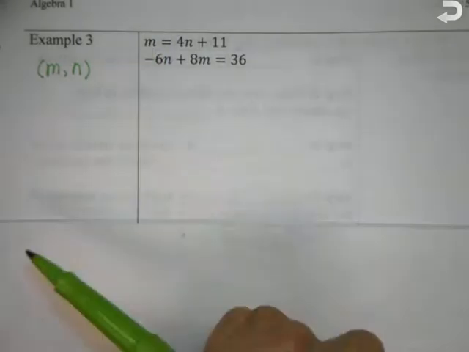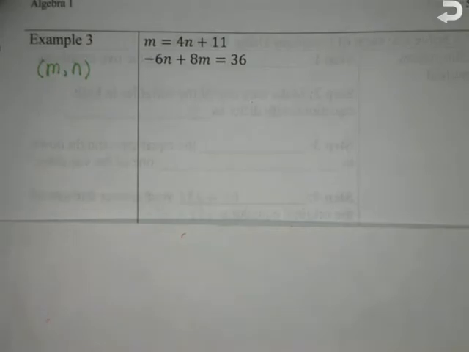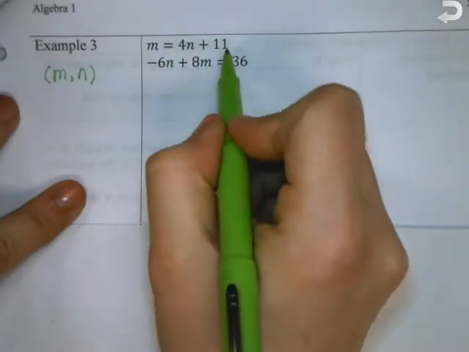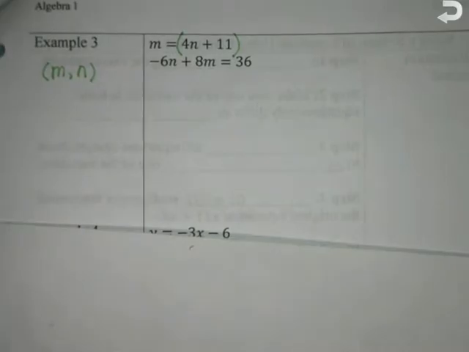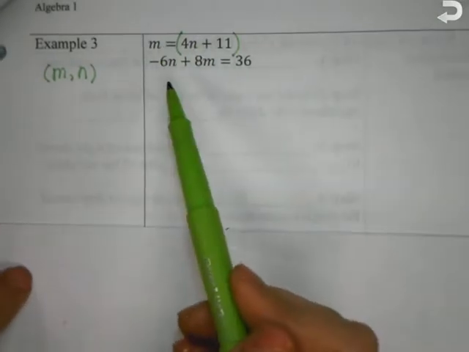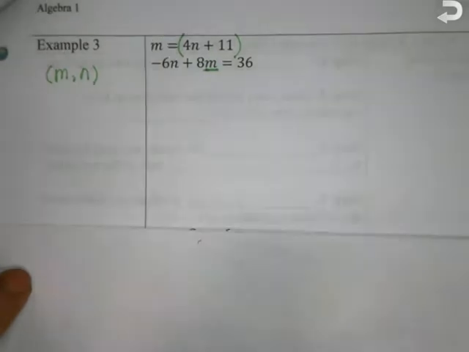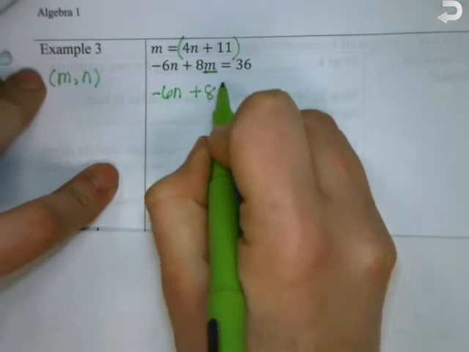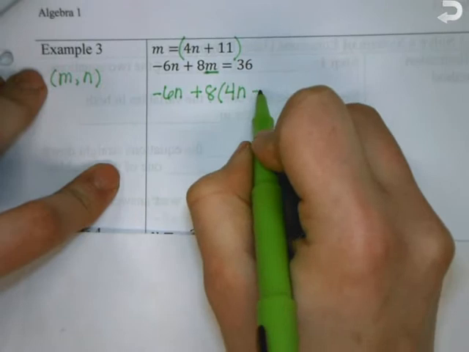m, right? m is equal to 4n plus 11. Put parentheses around 4n plus 11 right now before we go any further. So I know what m is, so I can substitute that into the second equation for m. So if I substitute it in, what would I get? Negative 6n plus 8 times m, and m is 4n plus 11, all of that equal to 36. So all I did was replace m with the expression that m is equal to. We can solve this now.